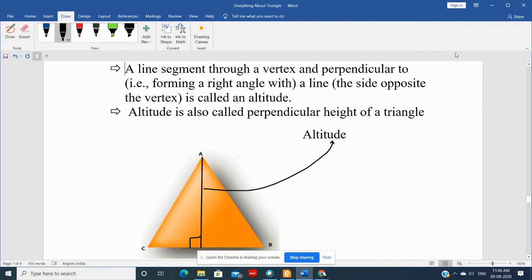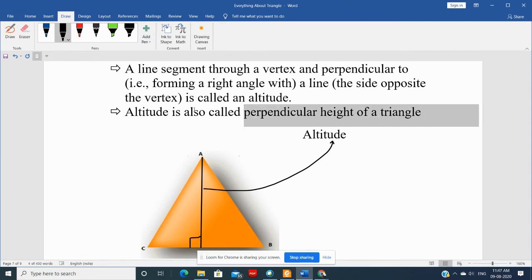But which is this line? The side opposite to the vertex is called altitude. Why this side opposite to the vertex only? Because that's the base of that particular triangle. Now, altitude is also called perpendicular distance or height of a triangle. Now, why can we call it a height? Because whenever we measure height, we always take it straight. When we talk about straight, then it has to be 90 degrees. So it is called perpendicular.